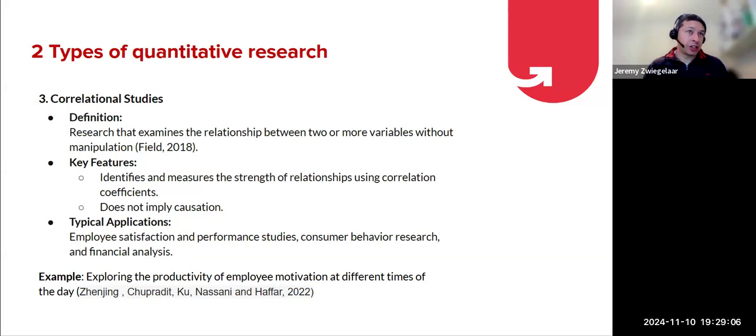We'll look at typical applications of what correlational studies might look like. In employee satisfaction and performance studies, we'd look at consumer behavior research, and we'd also look at financial analysis. In the financial analysis, we might look at the relationship between the different variables. What I mean is the relationship between your financial position in terms of profit and loss, as well as looking at your reporting measures on the different variables in terms of performance.